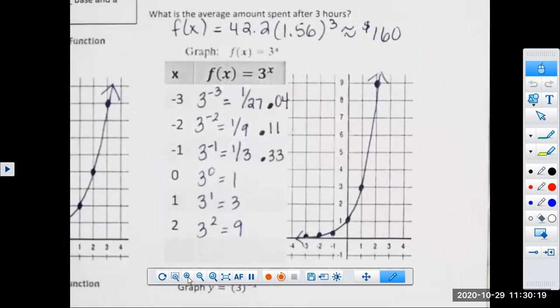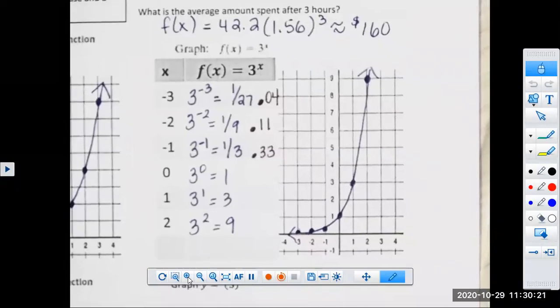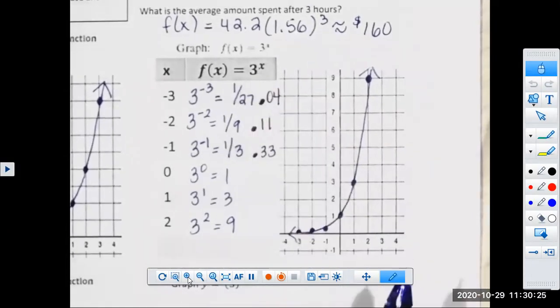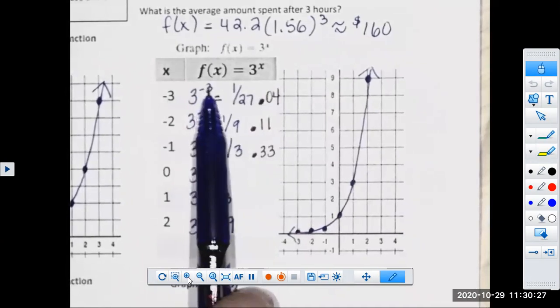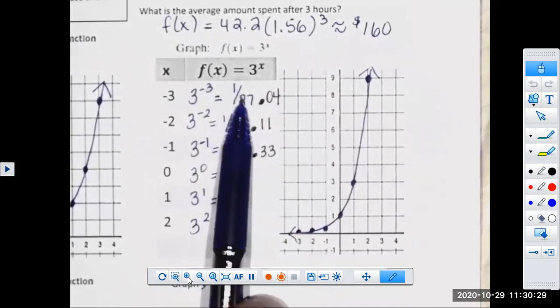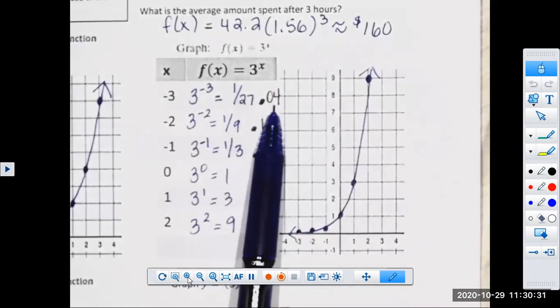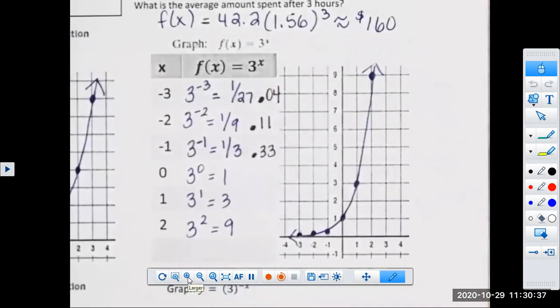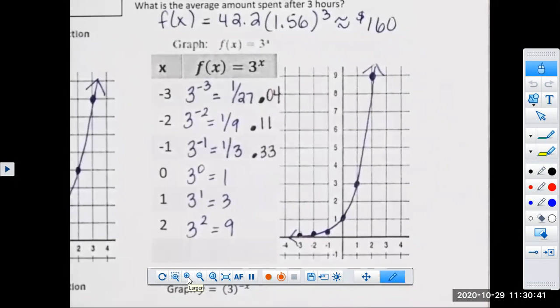Okay, going back over how to type these in. 3 to the negative 3 becomes 1 over 3 to the third, so 1/27, which gives you 0.04. Those of you that have graphing calculators or have used one, do you know how to use the table function? Okay, that's what I'm going to show you that you can use to get these values.